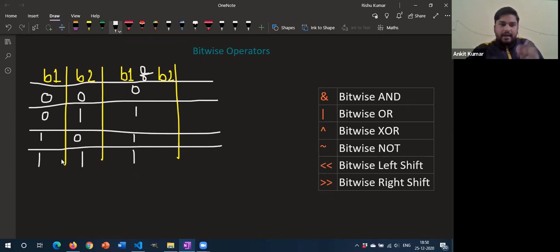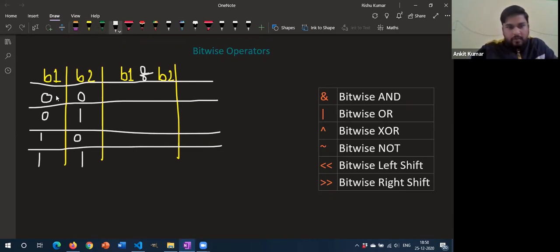So in the OR operator, if either of them is 1 or both of them are 1, you will get 1. But in the AND operator, in order to get 1, both of them have to be 1, otherwise you will not get 1.